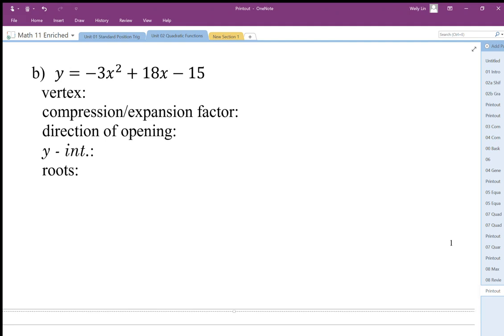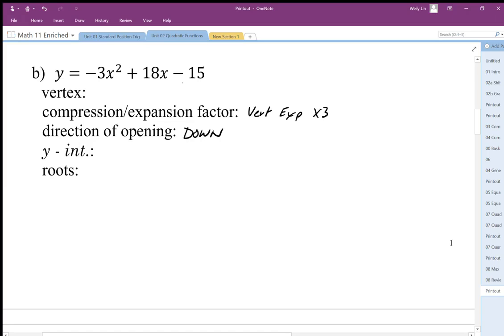So when we look at this one here, this one is given in the general form or the standard form. And the standard form does give us lots of information. It does give us the expansion factor and direction of opening. So it's got a vertical expansion of 3 times. It opens down.